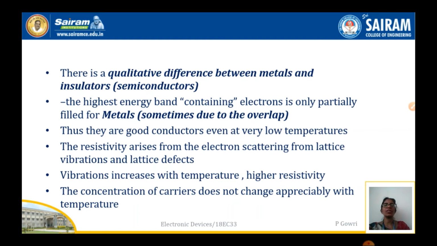Also, there is a qualitative difference between metals and insulators. The highest energy band containing electrons is only partially filled for metals. Thus, for good conductors, even at low temperature, the resistivity arises from electron scattering from lattice vibration and lattice defects. Vibration increases with temperature and so does resistivity, and hence the metal's resistance increases with increase in temperature, whereas for insulators and semiconductors the resistivity decreases with increase in temperature.